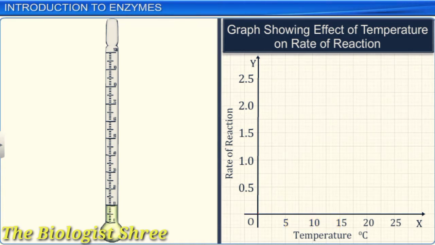For example, consider that a particular reaction is taking place at 5 degrees with the rate of reaction as 1 unit. When the temperature is increased by 10 degrees, the reaction rate will double to 2 units. Similarly, if the temperature is decreased by 10 degrees, the reaction rate will become half.